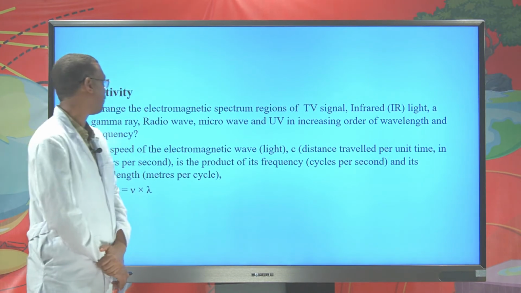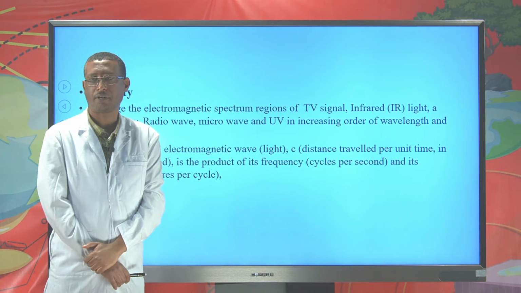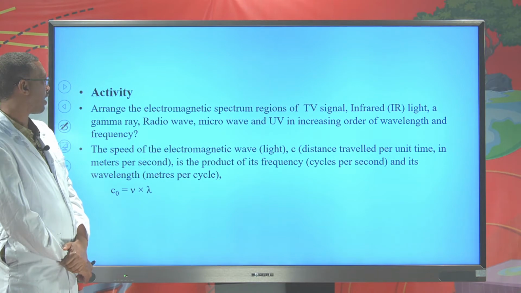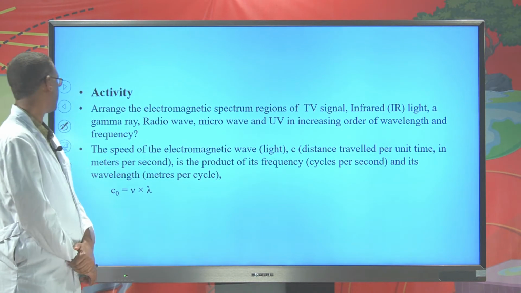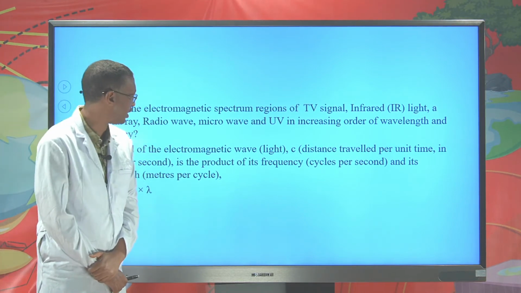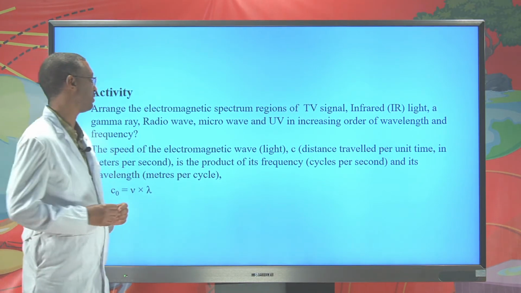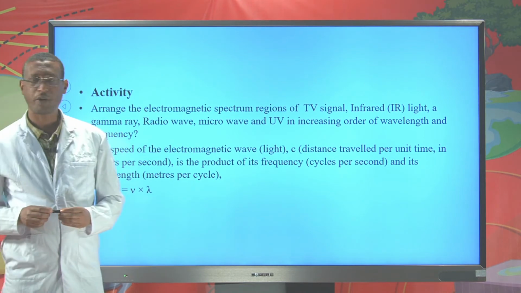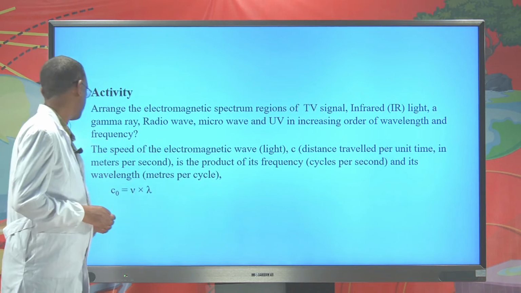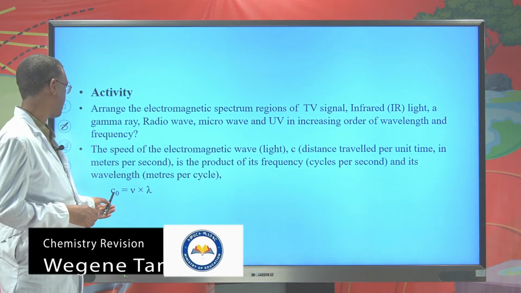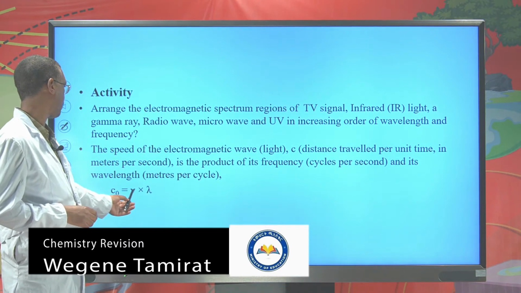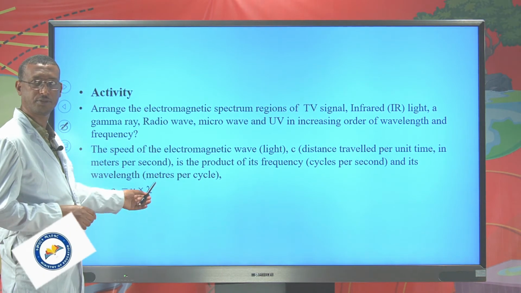Now, the speed of an electromagnetic wave, for example, light, the distance traveled per unit time in meters per second, is the product of its frequency, that is cycles per second, and its wavelength, meters per cycle. That means the speed of light is the product of its frequency and its wavelength.